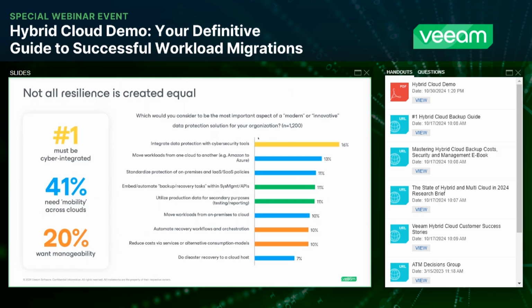41% of organizations said that they need that mobility across clouds. We just went into that, right? The ability to move workloads from one cloud to another, e.g. Amazon to Azure, the ability to move workloads from on-premises to the cloud, the ability to do disaster recovery to a cloud host, and importantly, the ability to standardize protection of on-premises and IaaS/SaaS policies.